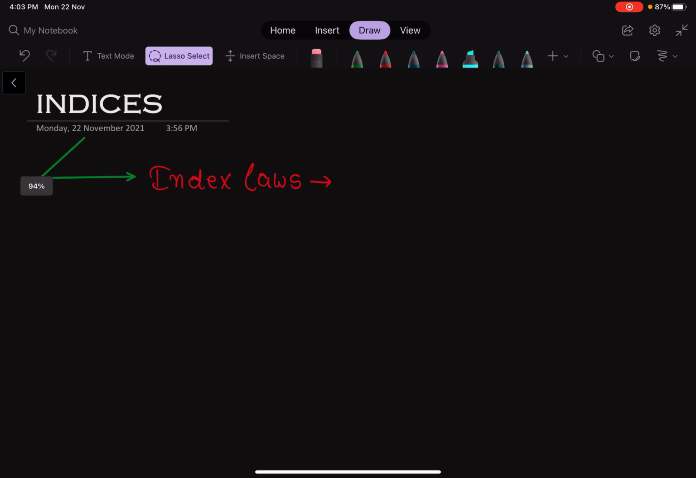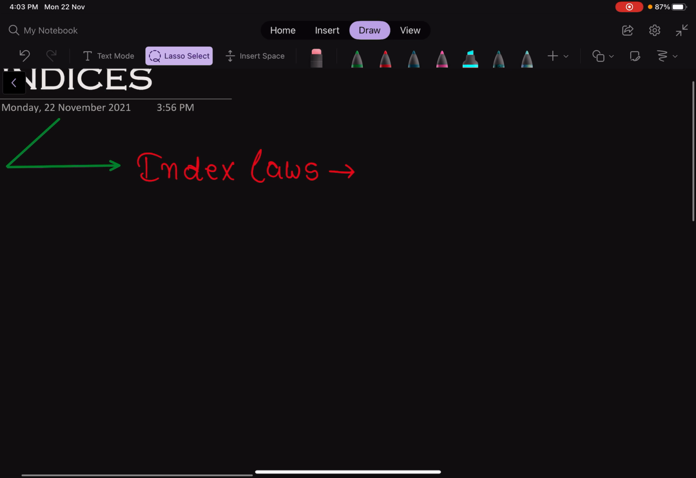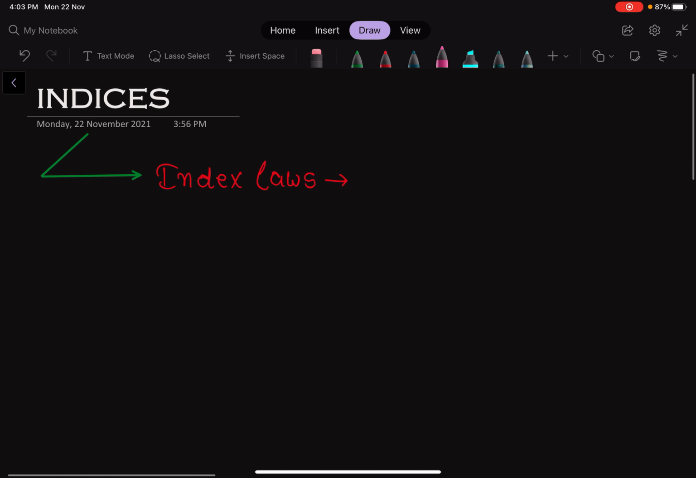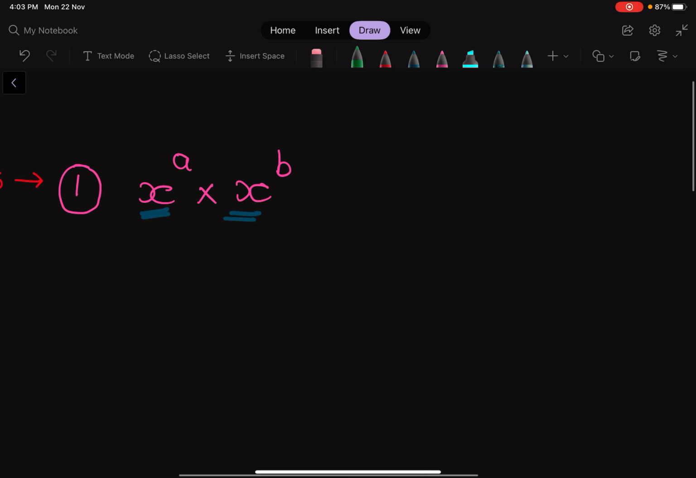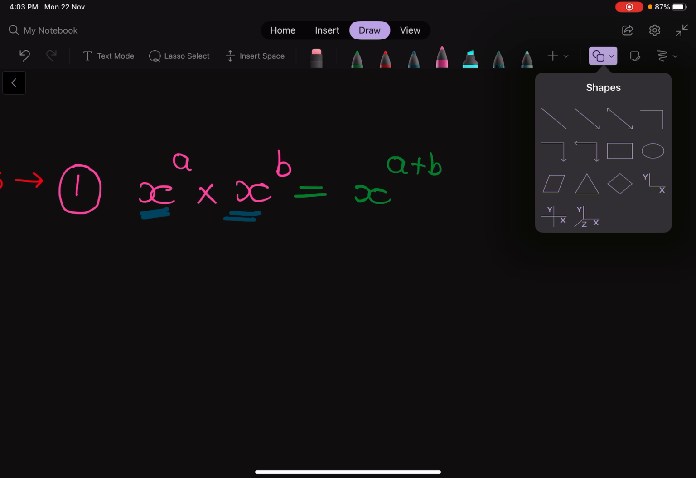To study indices, first of all, we need to know some basics of index laws. So let's study index laws first. The first law we have is, suppose we have a number raised to the power a and we multiply it with the same number but raised to the power b. So the basic number is the same, x and x, but the powers are different. In the case of multiplication, the number is the same and the powers get added, so it's x power a plus b. Okay guys?